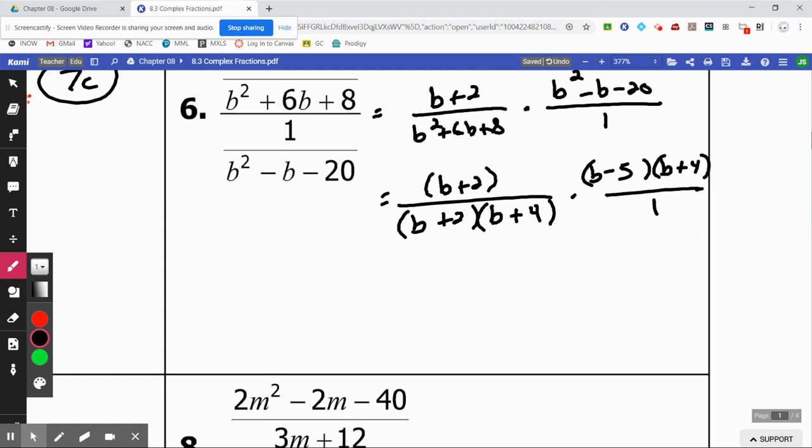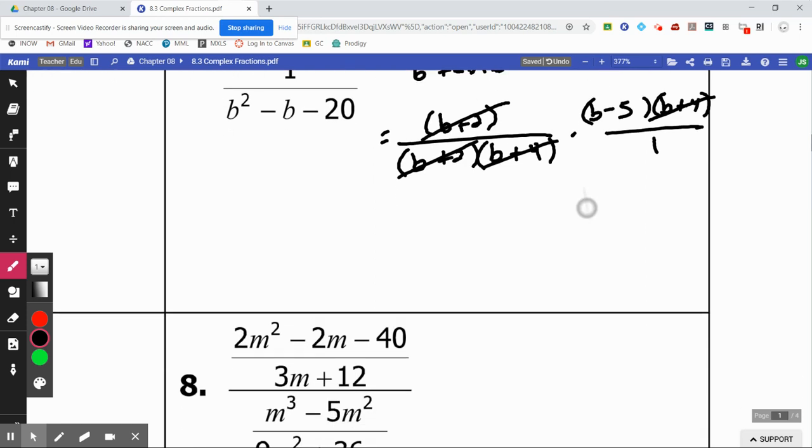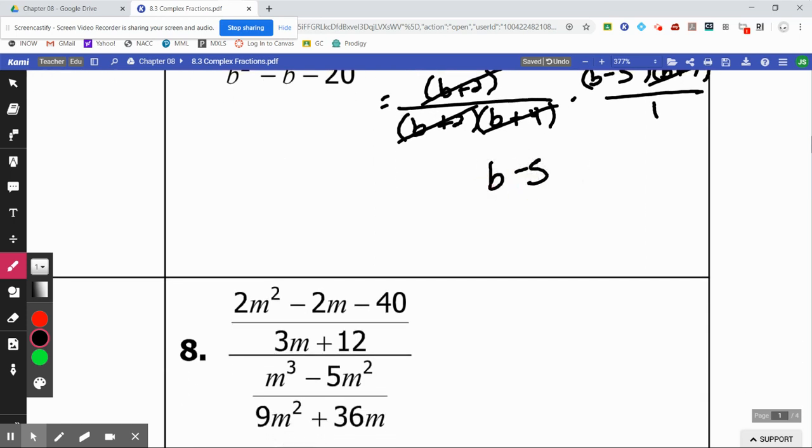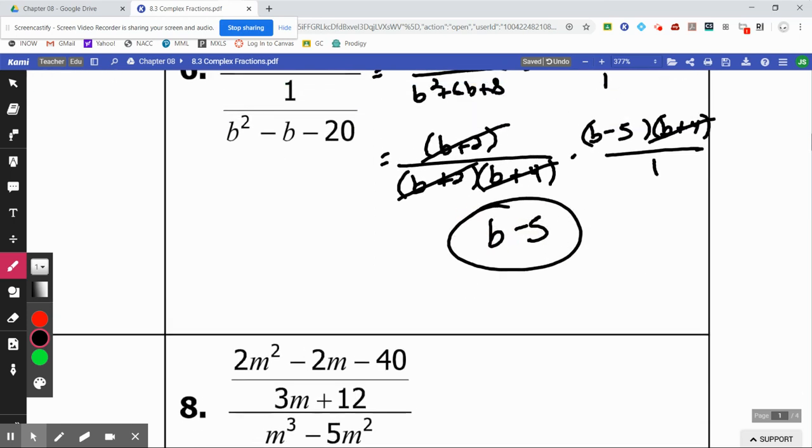No monomials, so let's go straight for binomials. B plus 2s are gone. B plus 4s are gone. Leaves you with just b minus 5 on top and just the 1 on bottom.